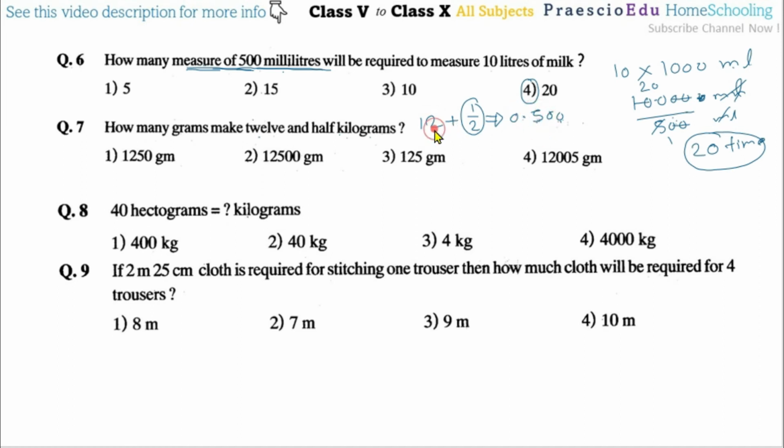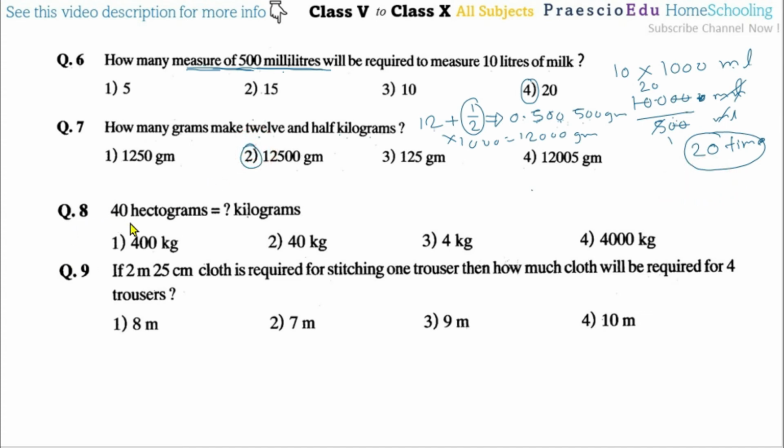Now 12 kilo multiplied by the thousands comes to 12,000 grams. So this is 12,000 grams, and this is 500 grams. Half a kg means 500 grams. After the addition, 12,000 and 500 means 12,500 grams. So this is given in option number 2.